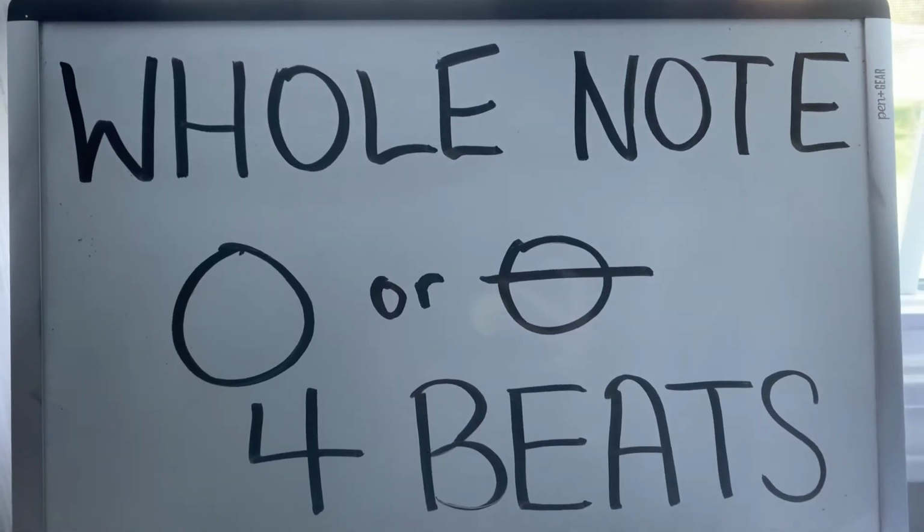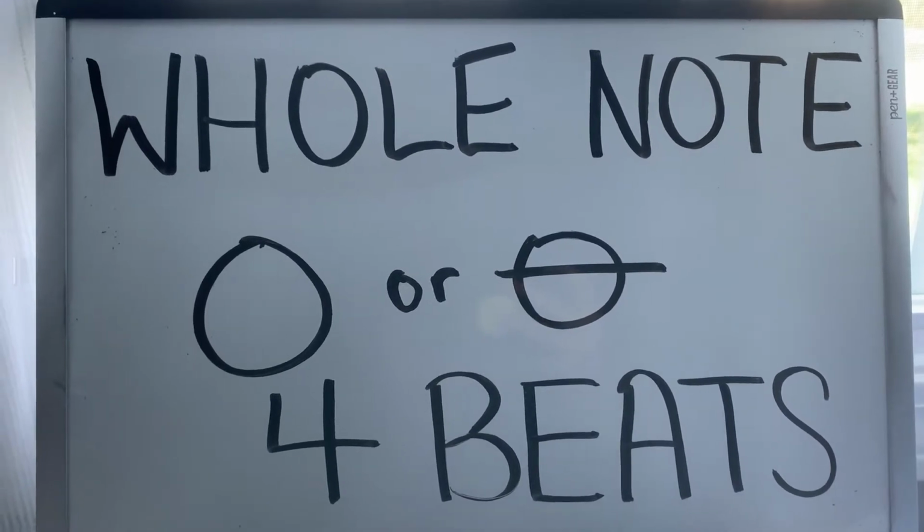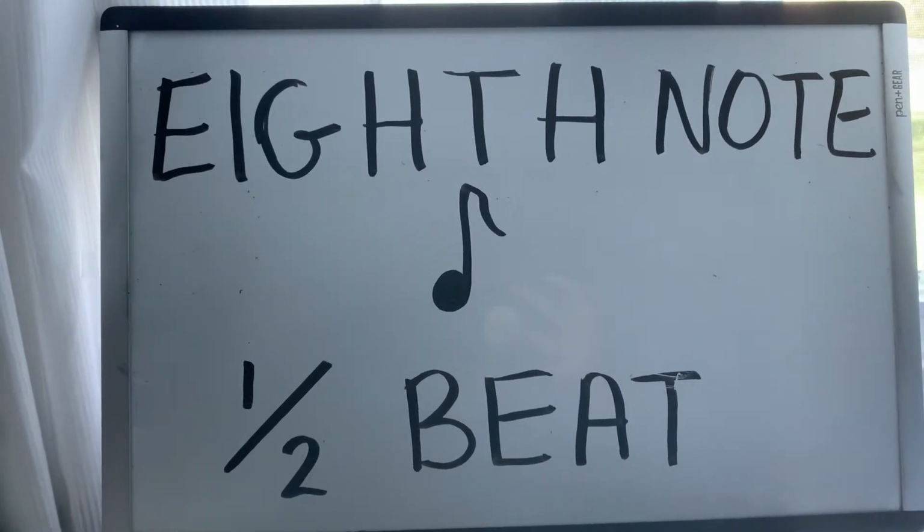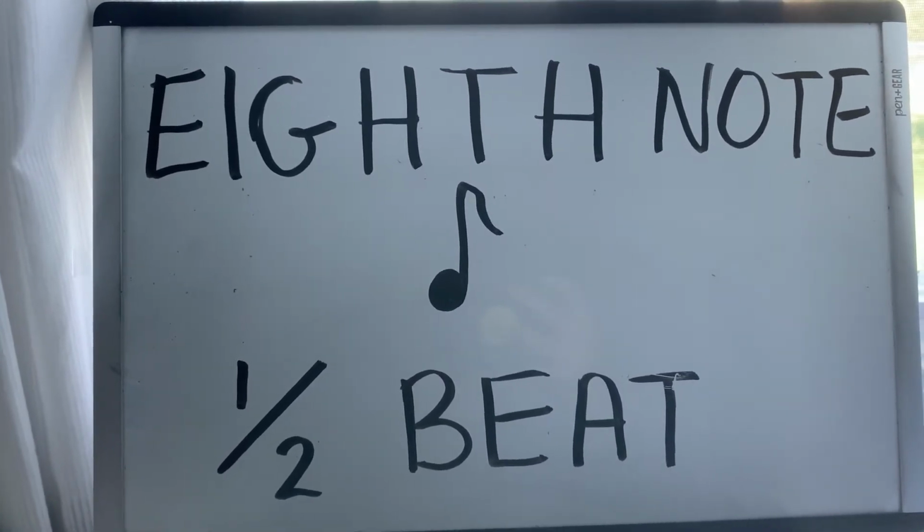This is a whole note and it holds 4 beats. For example, that would be 1, 2, 3, 4, 1, 2, 3, 4. And lastly, this is an eighth note, which is half a beat, and it's a filled-in circle with a squiggly line coming from it. And this is how you count it. It's 1, 2, 3, 4.